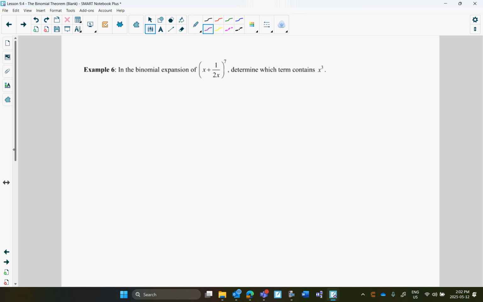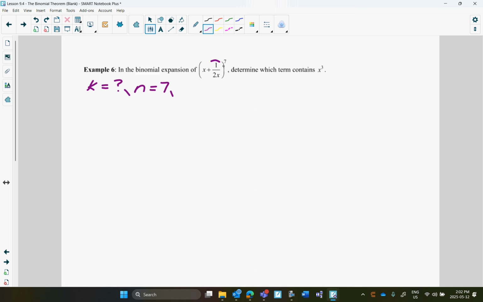How about this one? So we've got x plus 1 over 2x to the 7. We have to find which term number contains x to the third. So we need to find k. And then to get the term number, we add 1. What's n? 7.